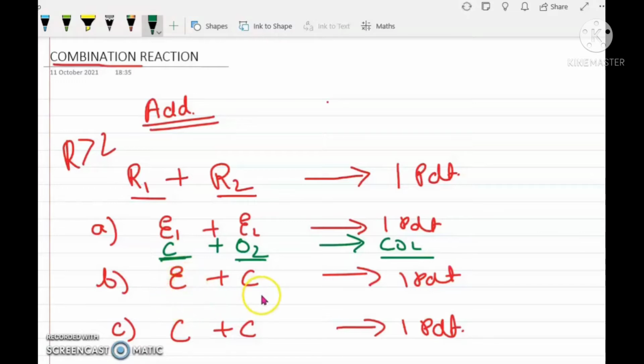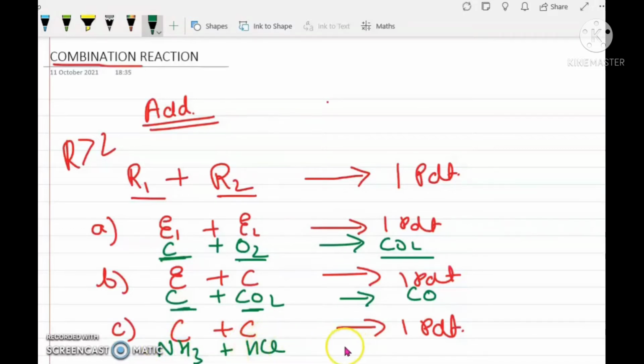An example where an element is combining with a compound is a case where carbon dioxide is combined with carbon to give rise to carbon monoxide. Now carbon is an element, carbon dioxide is a compound, and both of them come together to give you carbon monoxide. So this type of reaction is also referred to as a combination reaction. Now, in a case where a compound reacts with a compound, when ammonia reacts with HCl, it gives rise to NH4Cl. So one compound is reacting and combining with the other compound to give you one product. So this is also a kind of combination reaction.